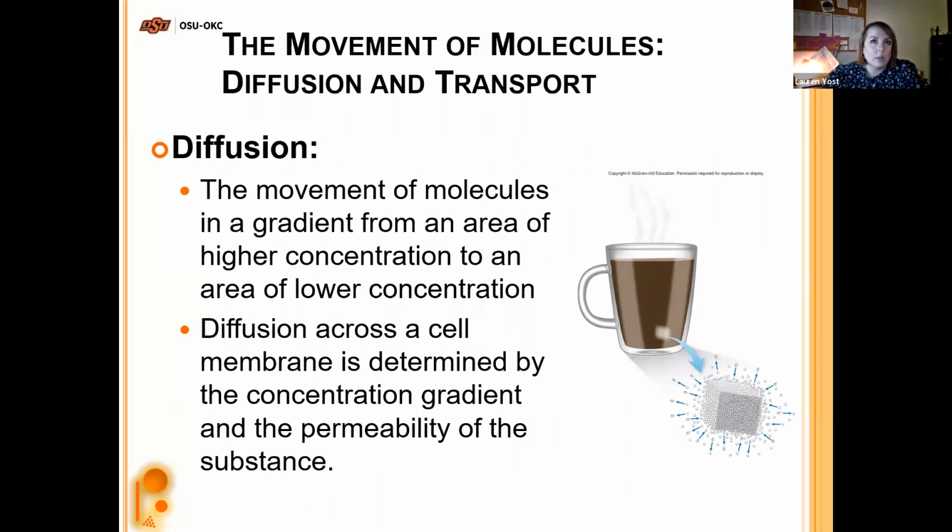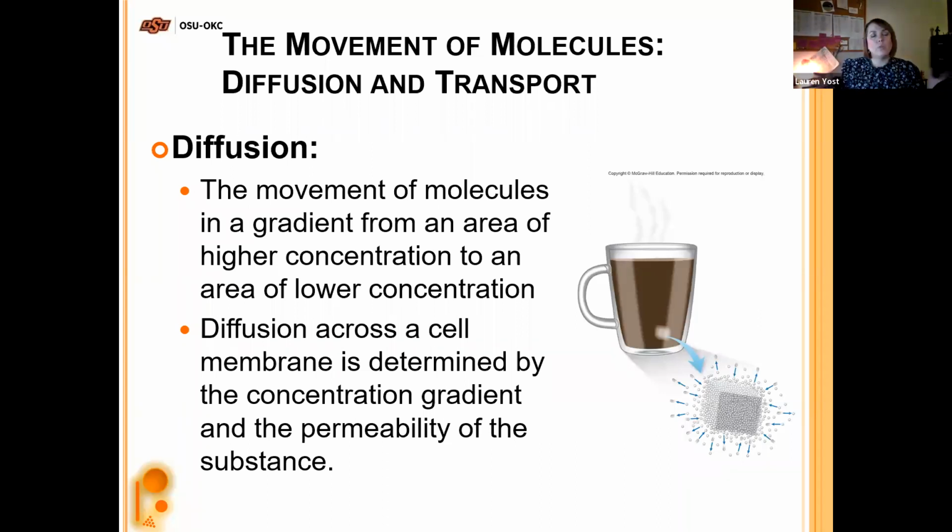This brings us to the concept of diffusion. Diffusion is the movement of molecules in a gradient from an area of higher concentration to an area of lower concentration. Think about it this way. It's like if you guys put a whole bunch of bouncy balls outside of my office, all the way up to the ceiling, and then I open my office door, those bouncy balls would diffuse into my office to try to even out the volume difference of bouncy balls. That's diffusion. So it's higher to lower.